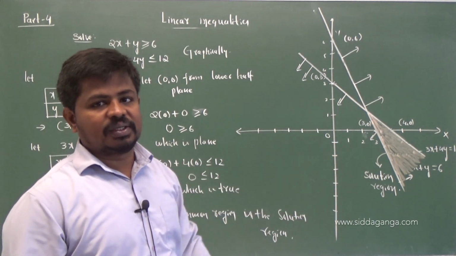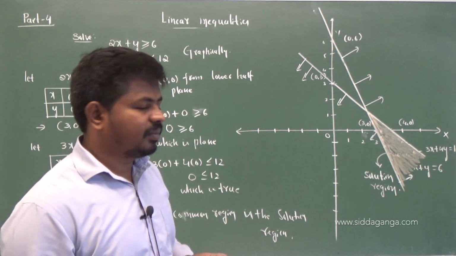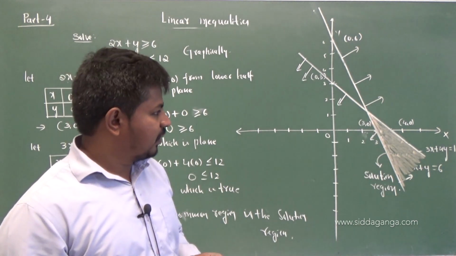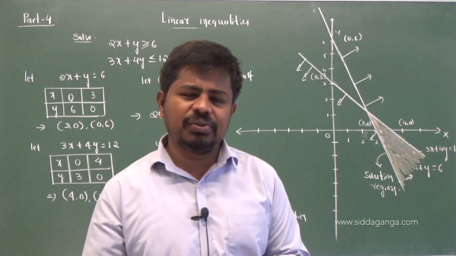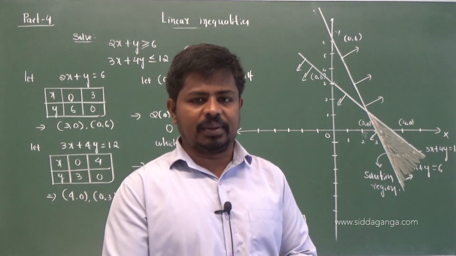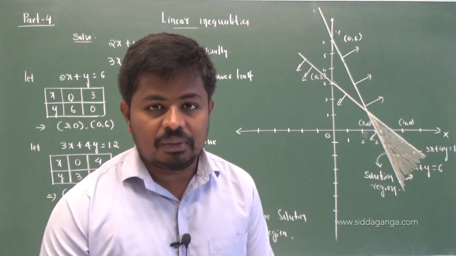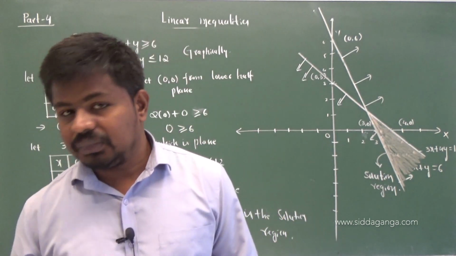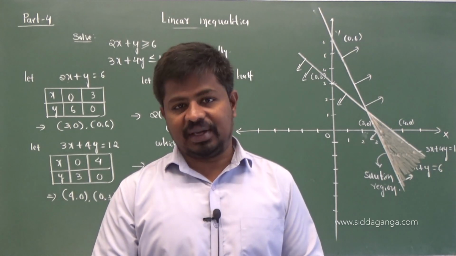Hope you got it. It's very simple, students, very simple for getting 5 marks. In the annual examination, you will get this type of question for 5 marks, and it is very easy to get 5 marks. So be thorough in this. So this is how to find a solution region for a given system of inequalities graphically.